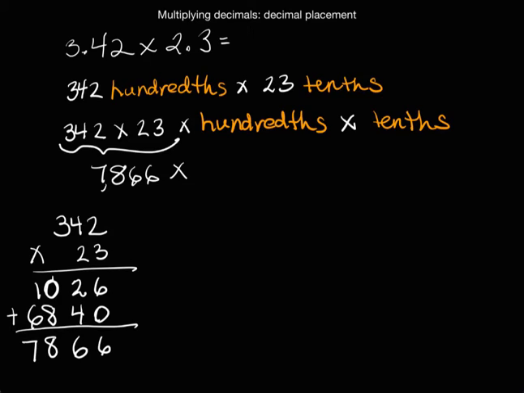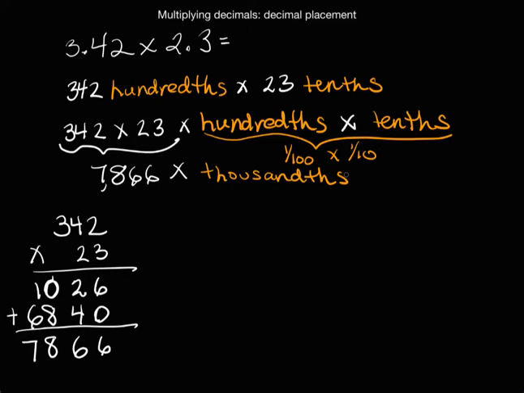Now we need to multiply together our units, and we can multiply units together. When you're adding, you have to add like units, or subtract like units in subtraction. But in multiplication, you can actually multiply the units together. So we have hundredths times tenths, and I'm going to write those as numbers: 1/100 times 1/10, and it's easier to see that hundredths times tenths is thousandths. So our problem now is really 7,866 thousandths.